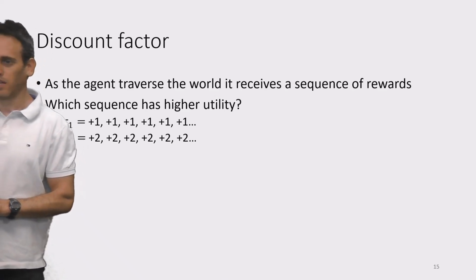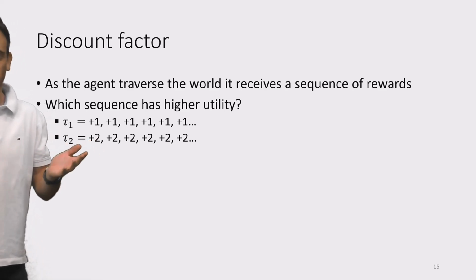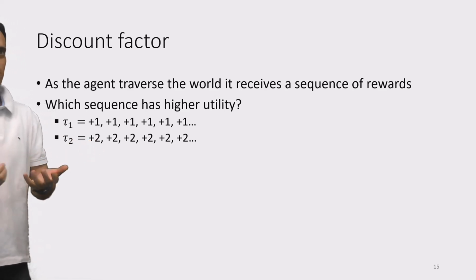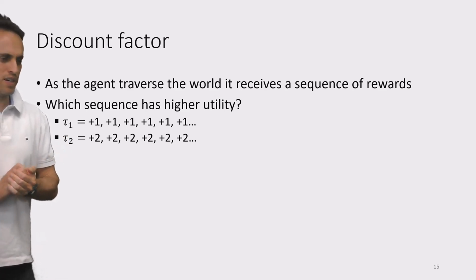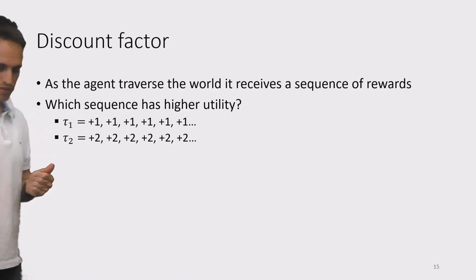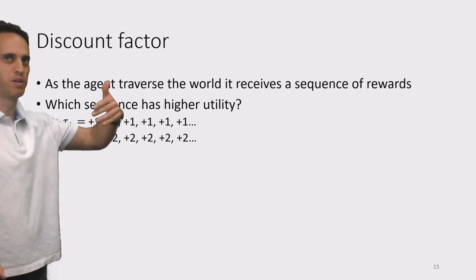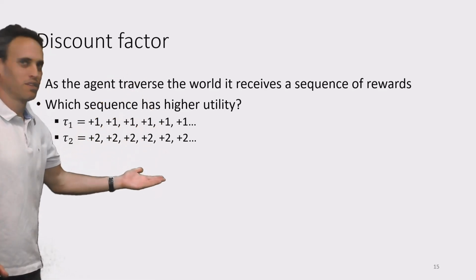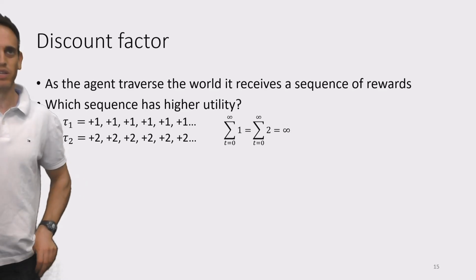So this boils down to the question, which at the end of the day, we'll need to decide between what is the optimal policy. So what is a better sum of rewards, +1s to infinity or +2s to infinity? That's hard to answer, right? Infinity is an infinity. So they seem to be equally good.